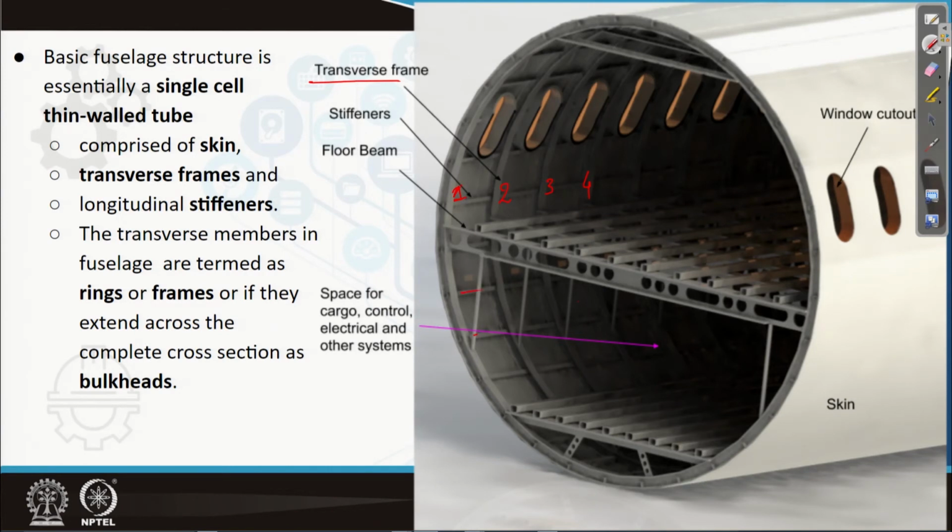Stiffeners, these are the stiffeners, there are many, that reduce the effective length of the skin. This is the skin actually. The buckling of the skin is prevented by reducing the effective length by stiffeners as well as bulkheads. Longitudinal stiffeners, the transverse members in fuselage are termed as rings or frames, or if they extend across the complete cross section, as bulkheads. So, depending on the type, it is either ring or frame or bulkhead.